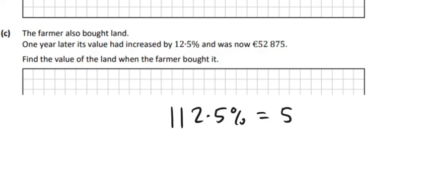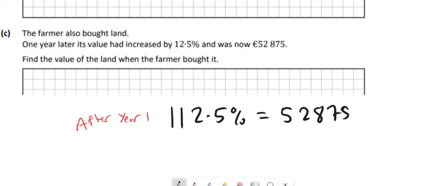So that would equal the 52,875. So it's working with percentages again. So that's after year 1. So the easiest way to think about this is to find what 1% of it would be, and we'll find what 100% would be. So 100% was the original. So I'm just going to divide by 112.5, and then I'm going to multiply by 100, and then I'm going to do the same obviously on the other side.